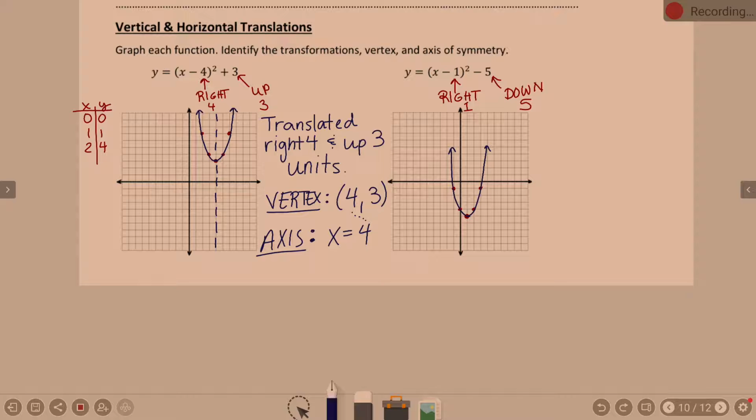If we had to draw in the axis of symmetry, where would we put it? Down the middle. Yeah, down the middle, right? Yep. And again, I don't remember if you have to draw it in or not. So, okay, let's see. What were my transformations? We took this graph and we translated right 1 and down 5 units.